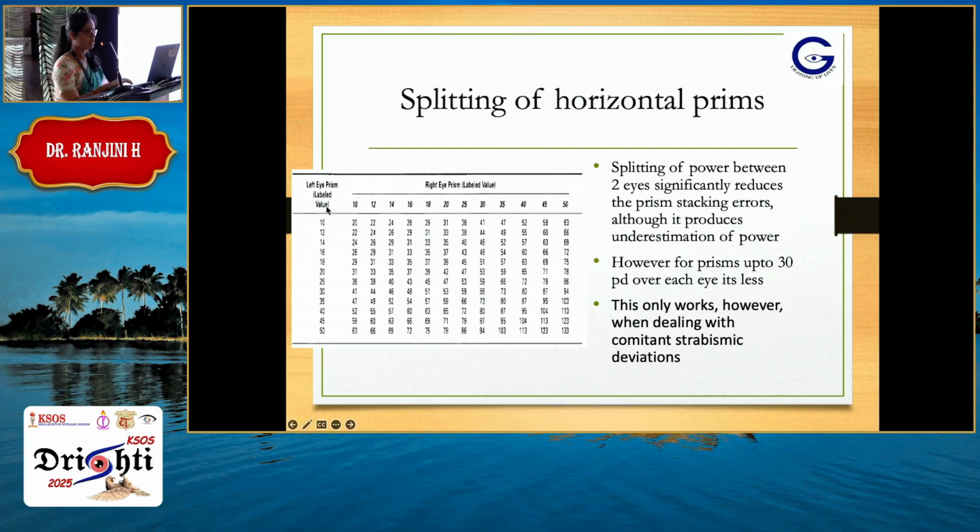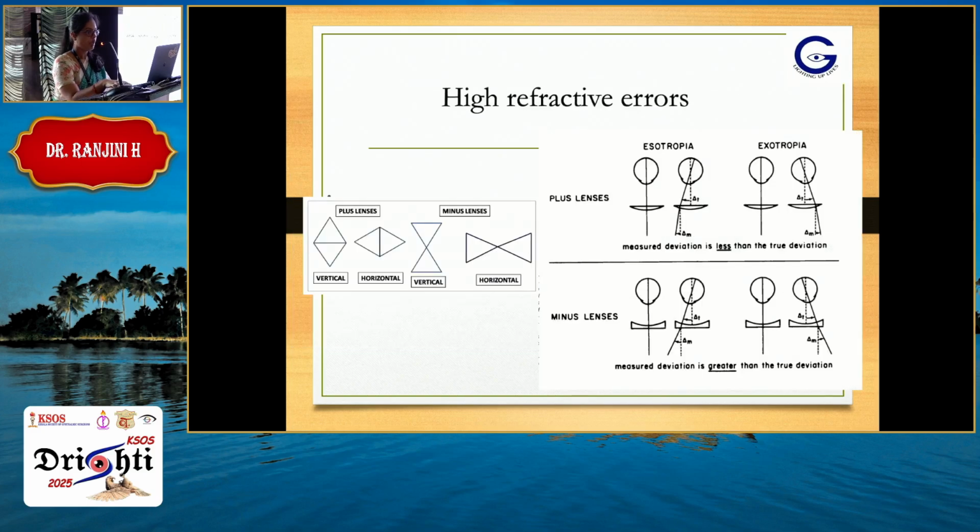As I have shown in this picture, if you split a prism of 35 and say 20 prisms, the combined value is not 50 but a little more. However, up to 30 prisms over each eye, it's less. I just want to stress that this only works in comitant deviations. And we can always stack the vertical and horizontal prisms.